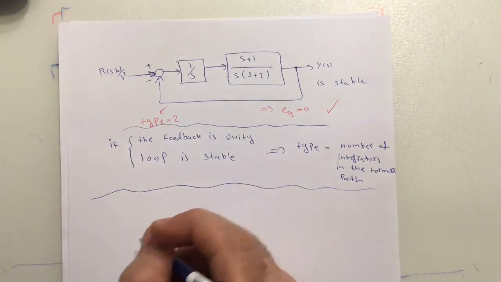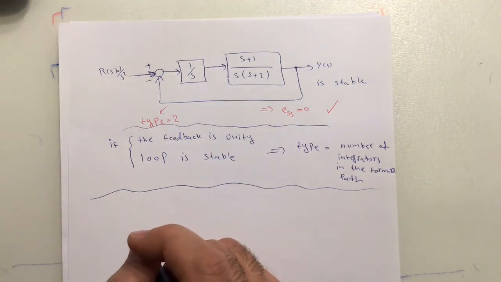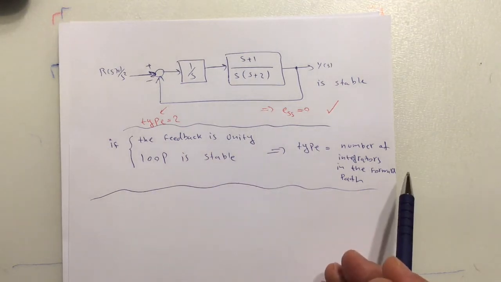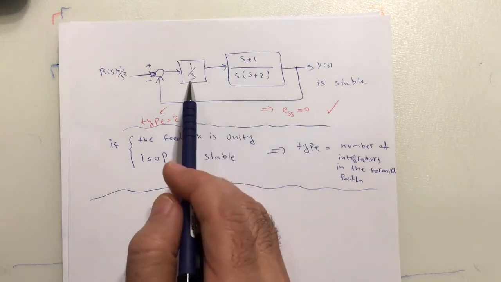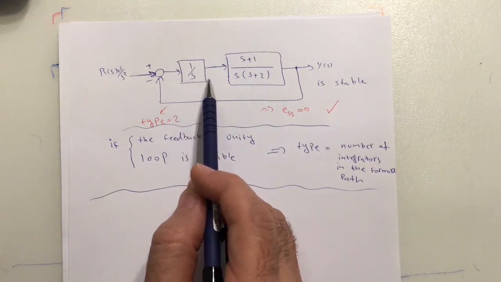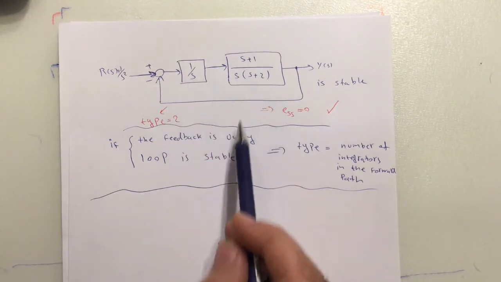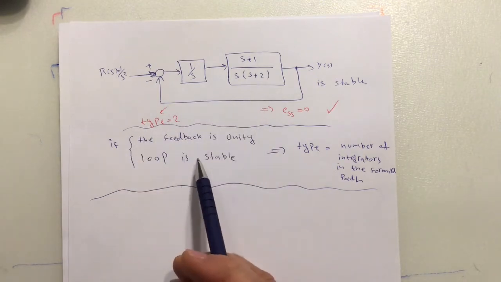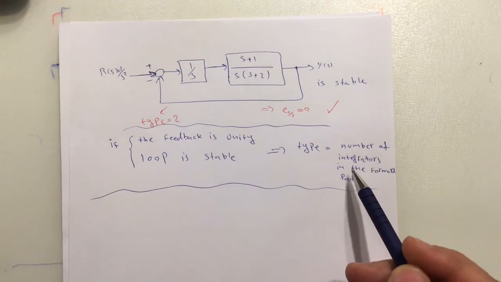That's a very useful result of the internal model principle, that you can easily find the type of system by just counting the number of integrators in the forward path. But remember that these are the assumptions if you want to use this simple rule.